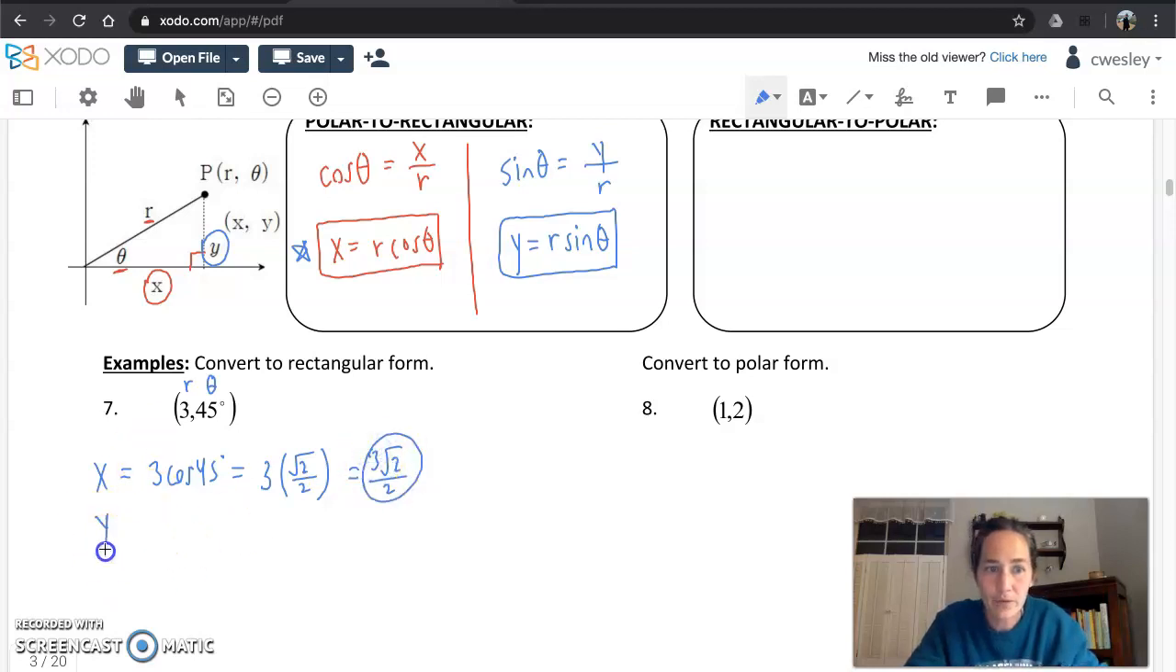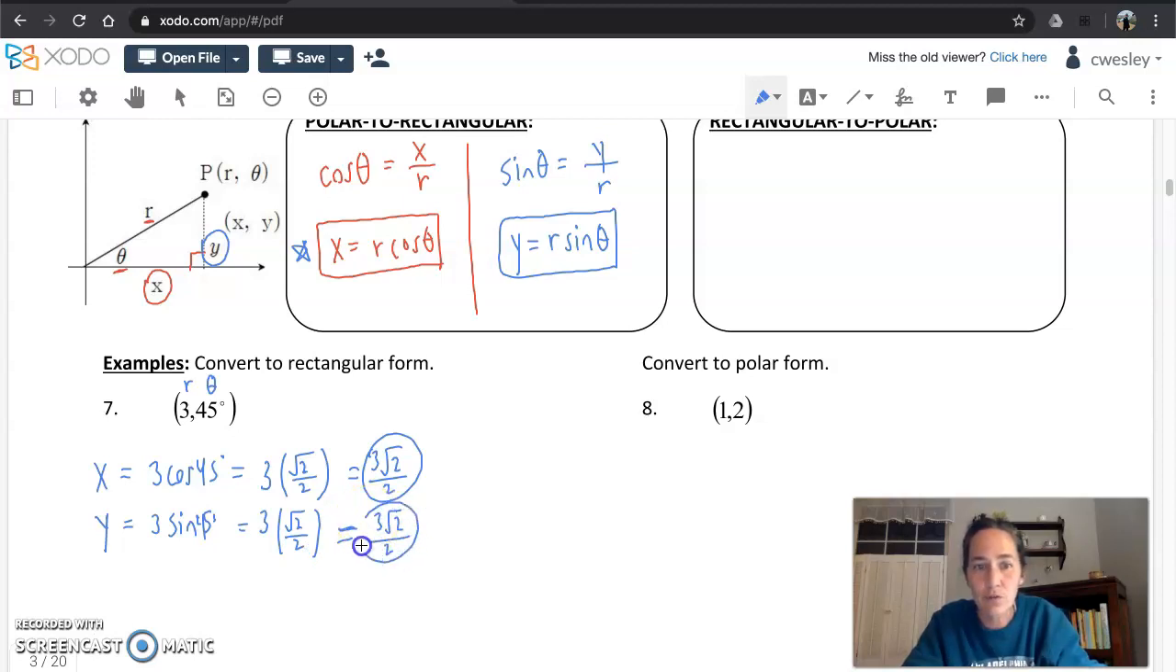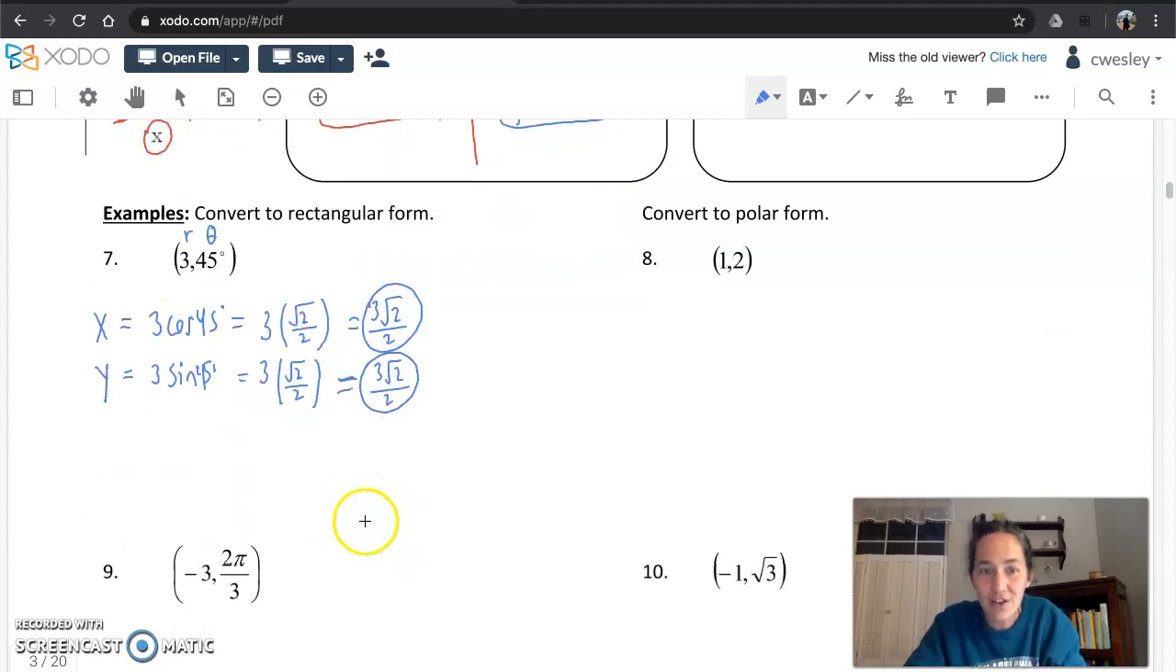Y coordinate, you know what? Something tells me it might be very similar. R sine of theta, so 3 sine of 45 degrees. And the sine and cosine of 45 degrees happen to be the exact same value, so your exact value here of the y is also 3 square root of 2 over 2. Believe it or not, that's all it takes.